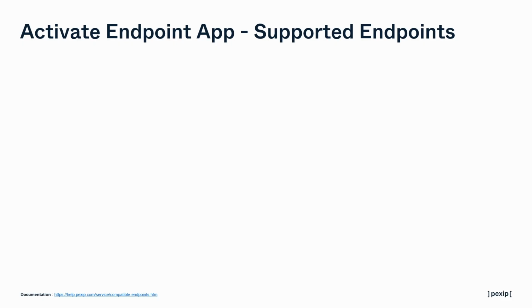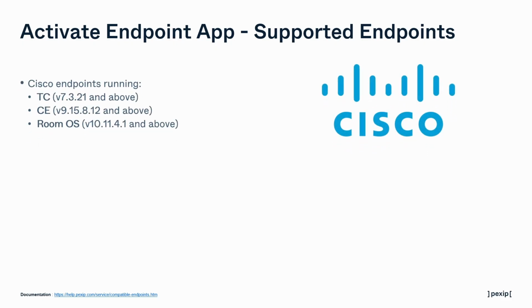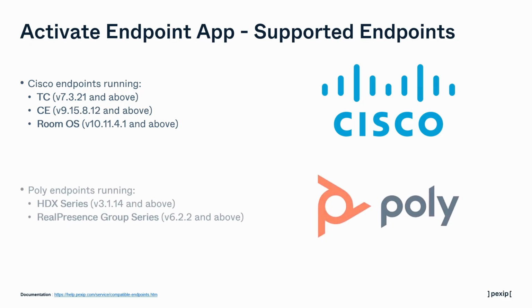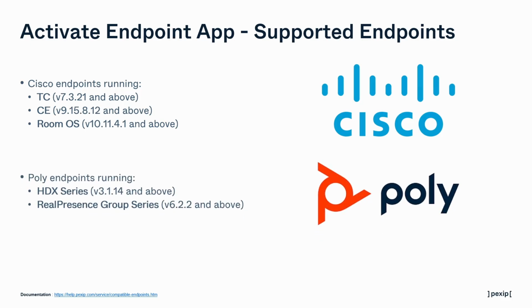There are recommended minimum software versions for all the supported endpoint types, which can be found in the Pexip Service online documentation at help.pexip.com. Before provisioning an endpoint, ensure the Activate Endpoint app has been installed on your machine, and that the endpoint you are planning to provision has already been created in the Pexip Service.